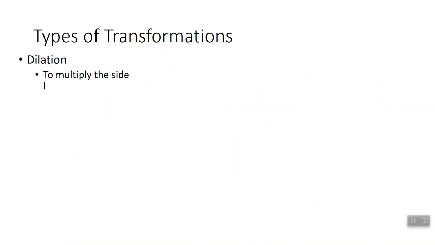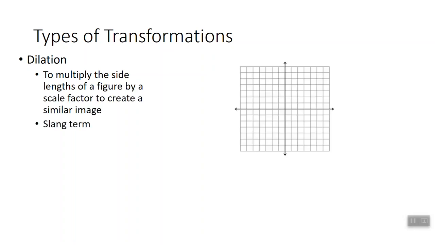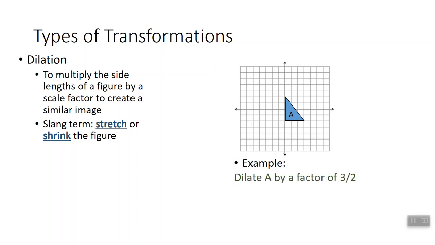The last type of transformation you might see is called a dilation. A dilation is to multiply the side lengths of a figure by a scale factor to create a similar image. You might hear us call it stretching or shrinking the figure. So for example, if you're given a preimage A, and we want to dilate A by a factor of 3/2. Well, first we're going to think about the vertices of A.